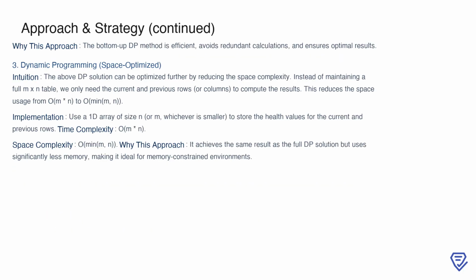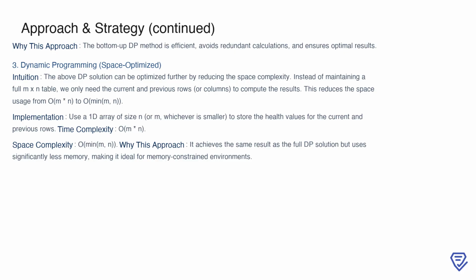The bottom-up dynamic programming solution can be further optimized by reducing its space complexity. Instead of maintaining an entire m by n table, we only need to store the current and previous rows or columns to calculate the results. This reduces the space complexity from O(m*n) to O(min(m, n)), depending on whether we iterate over rows or columns. To implement this, we use a 1D array to represent the health values for the current and previous rows.